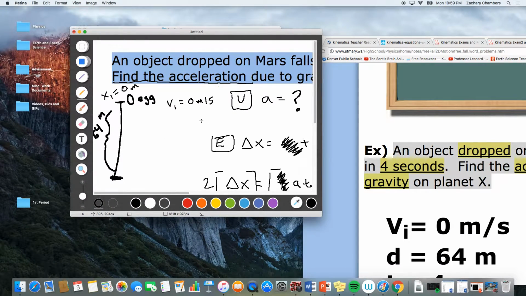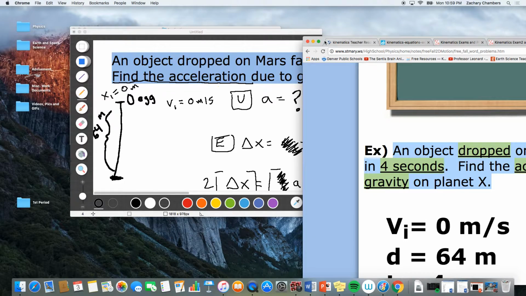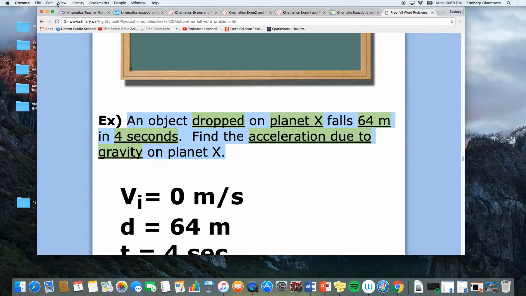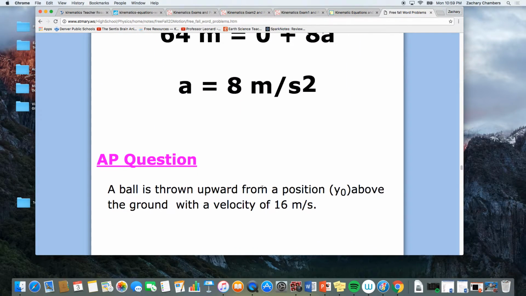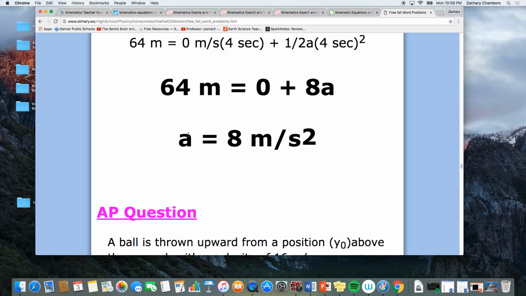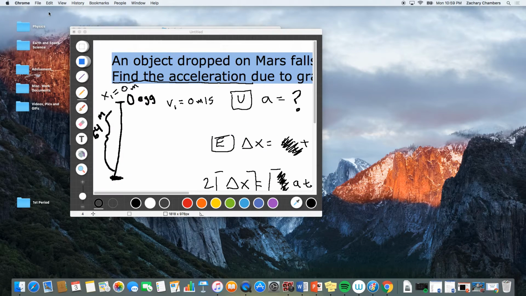So again, I pulled this off of some random website. Here it is. Here's the problem. 8 meters per second squared. So once again, we got the correct answer.